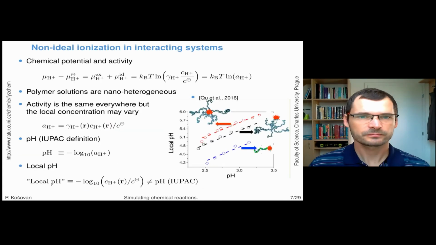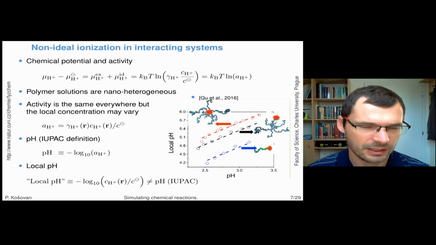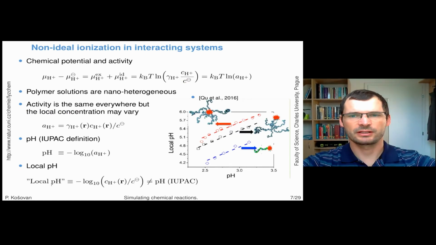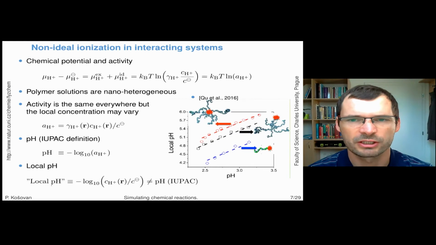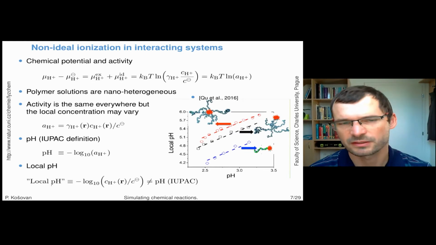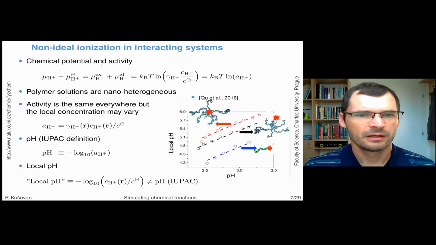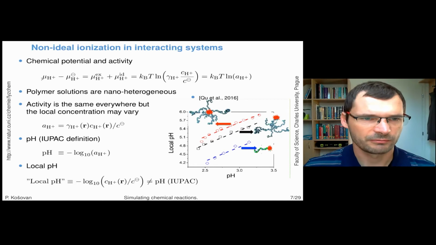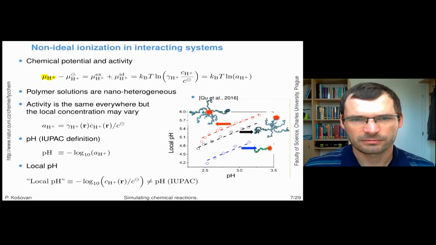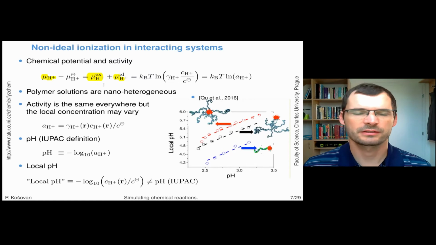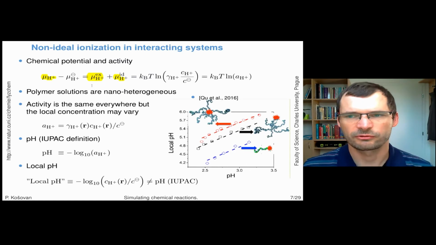So that was the case of ideal systems, and now let me briefly introduce how the situation changes when we move to interacting systems, which is actually the interesting case that we would like to simulate. We can again start from the chemical potential, shown here on the example of the chemical potential of H+ ions, which we can express as a sum of two terms. One of them is the ideal term that we just discussed, and the other one is the excess chemical potential, and that is the part that originates from interactions.